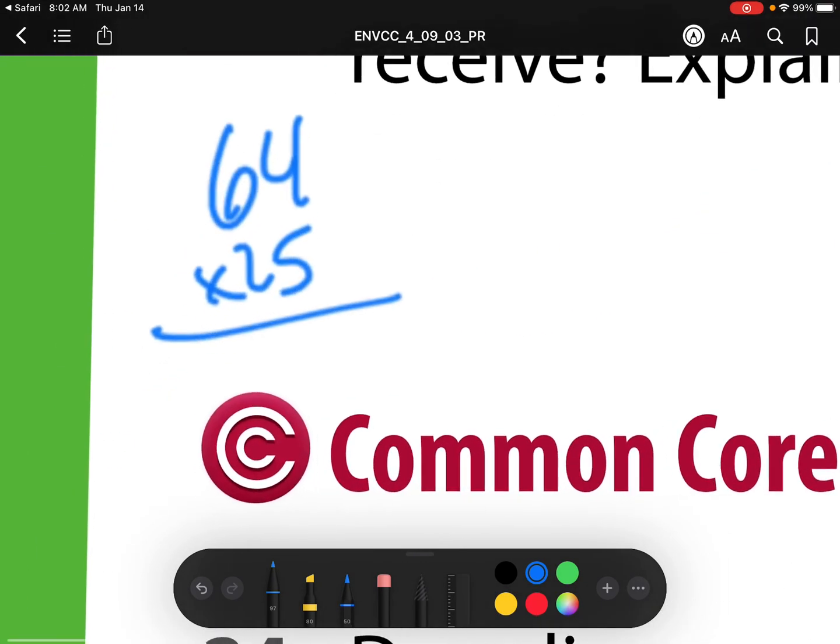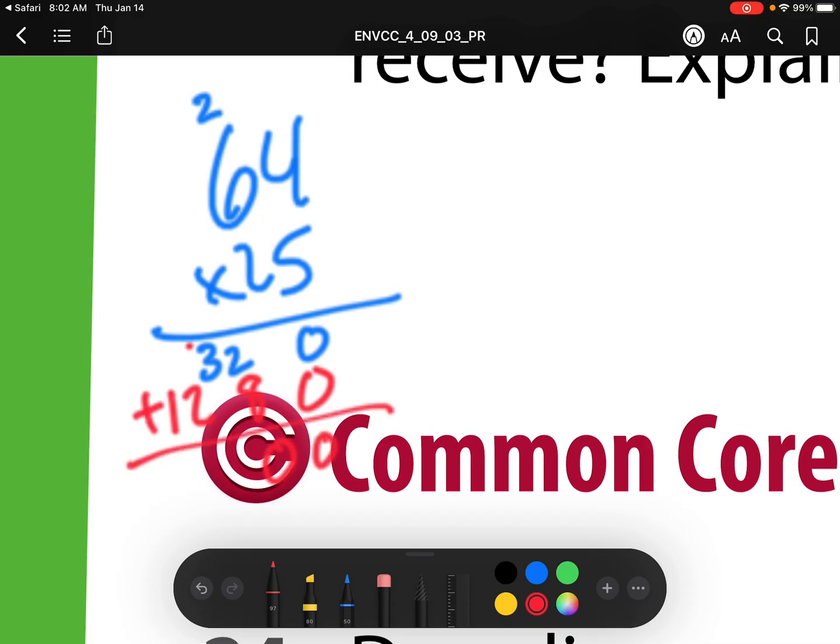So I'm going to zoom on in. 5 times 4 is 20. Regroup the 2. 5 times 6 is 30, plus 2 is 32. Then I'm going to my next place value, so I add that 0. 2 times 4 is 8. 2 times 6 is 12. And then we just add them up. 0, 0, regroup the 1, 6. So there's a total of 1,600 crayons.